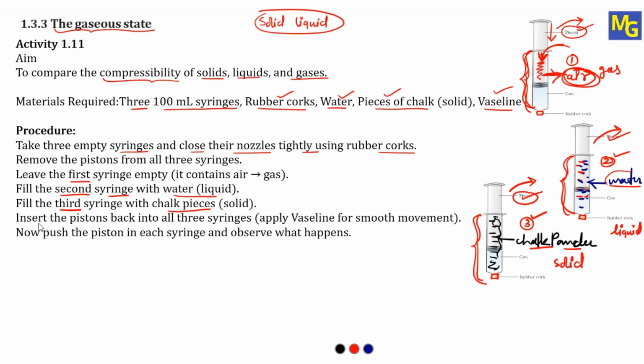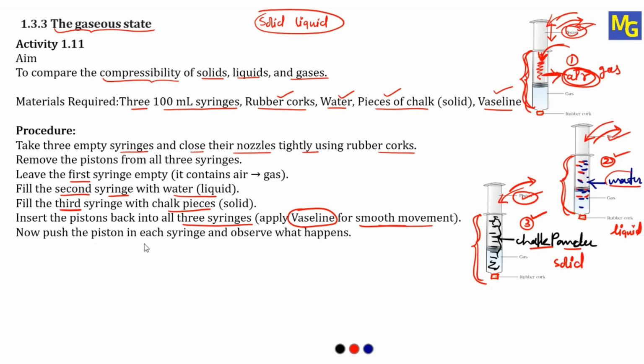Now the next step. Insert the pistons back into all 3 syringes. Apply Vaseline for smooth movement. So now whatever piston we had removed, we have to insert it in all 3. So insert the piston in the first syringe, insert the piston in the second syringe, insert the piston in the third syringe. And whenever you insert this piston, if you want, you can apply Vaseline so that while pressing the piston, it will give a smooth movement.